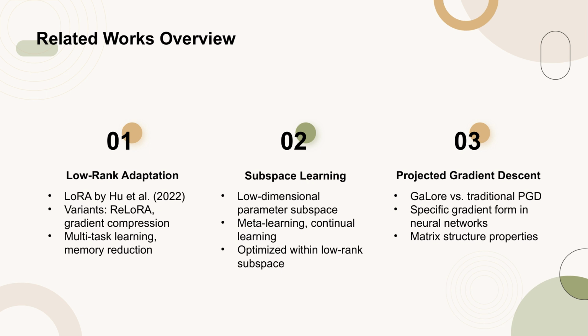In the related work section, the focus is on several key areas. Firstly, low-rank adaptation, LoRA, was proposed by Hu et al. in 2022 to fine-tune pre-trained models with low-rank adapters, reducing memory footprint. Variants of LoRA have been developed to enhance performance, support multitask learning, and further reduce memory usage. Secondly, subspace learning has shown that learning primarily occurs within a low-dimensional parameter subspace, which is utilized in meta-learning and continual learning. Lastly, GaLore is related to projected gradient descent, PGD, but it considers the specific gradient form in neural networks, which has a matrix structure, unlike traditional PGD that treats the objective as a general black box function.